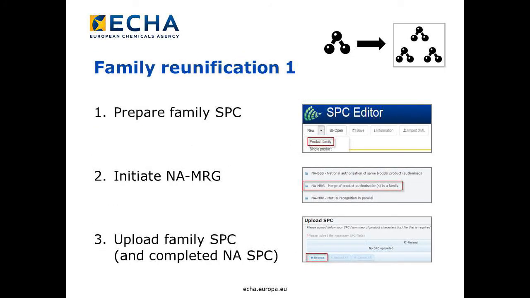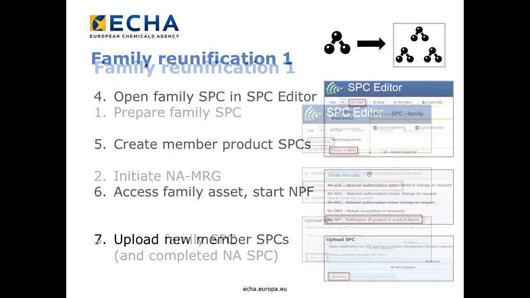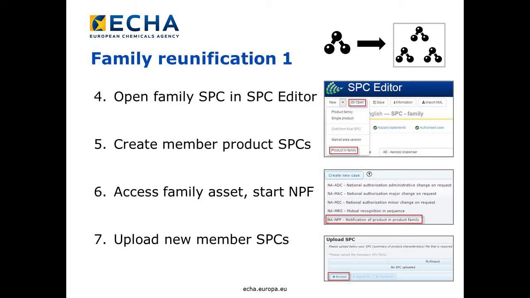In order to merge a single asset with a new family SPC, you will need to prepare a family SPC with the SPC online editor, initiate an NA-MRG case in R4BP3, upload the family SPC, and, in the case that the SPC was incomplete, upload the correct national authorization SPC available on the asset from which you start the NA-MRG application. If you upload the NA-SPC, a first family member will be created based on the SPC information. In order to extend the family, you will need to create member SPCs and add new members to the family as an NA-MPF case in R4BP3.